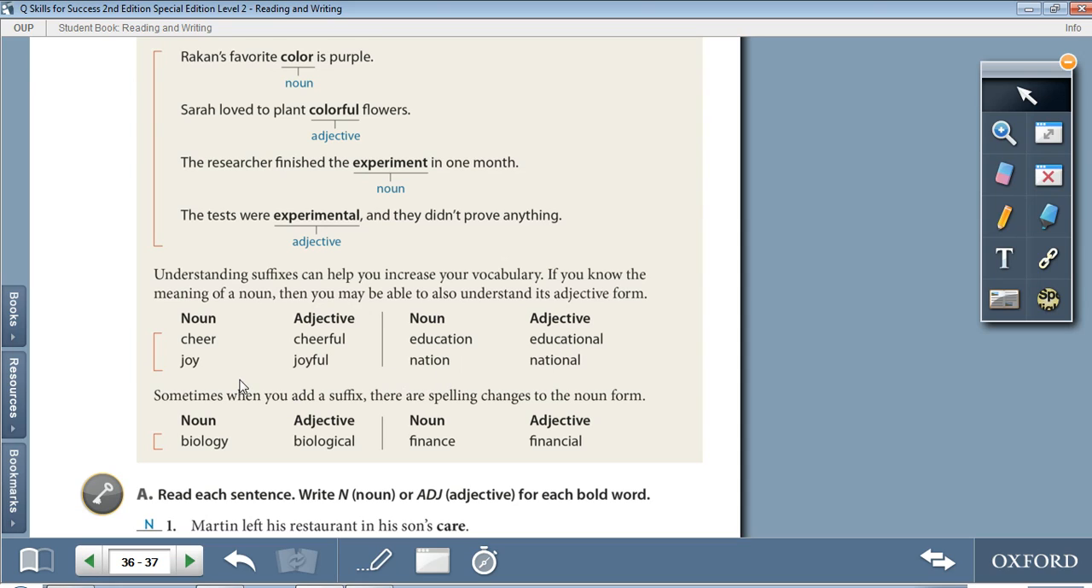Here are other examples. Cheer, noun, cheerful, adjective. Joy, joyful. Education, educational. Nation, national. Sometimes when you add a suffix, there are spelling changes to the noun form, like the noun biology, which ends with Y. When we add the suffix al, we change and add the letters I and C. So biology becomes biological. Finance becomes financial.